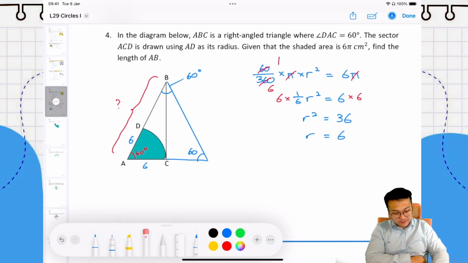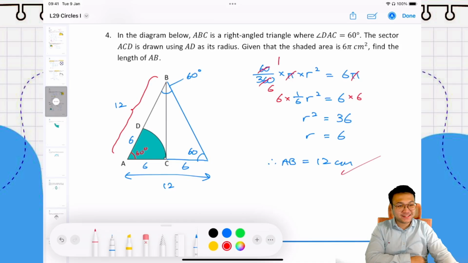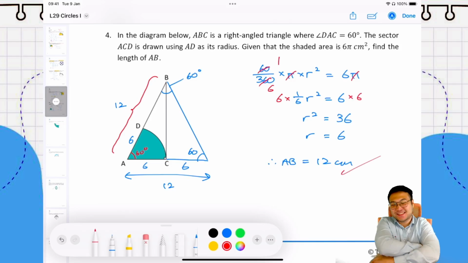So that means it's 12. Very good. 6 plus 6 here gives you 12. That means all the sides of this triangle are the same, so this is also 12. Therefore, AB equals 12 cm. Well done. We got it. Thank you, Vedant. So, students, tricky, right? But you just need to visualize. When you duplicate it, you get an equilateral triangle. Okay?